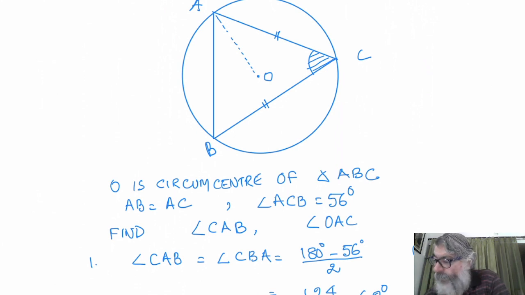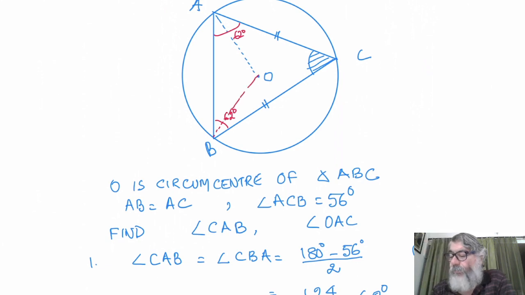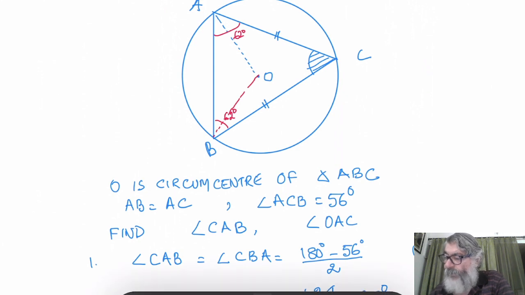Now let me write those angles in a different color. This is 62, and this is 62. And if I join O to B, what will be the value of angle AOB? Can I calculate the value of angle AOB? Yes, I can calculate it.